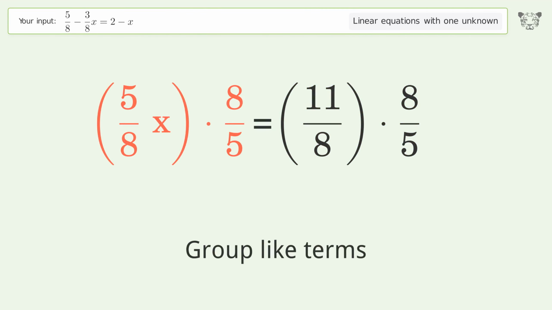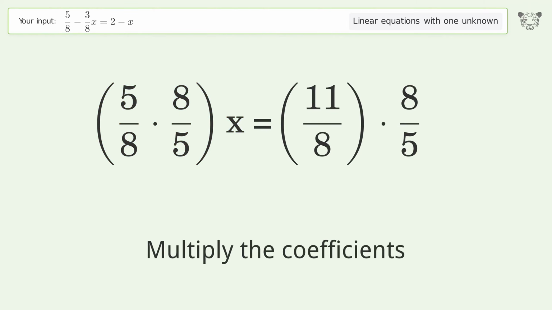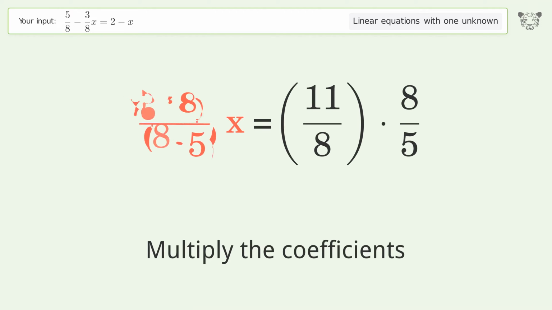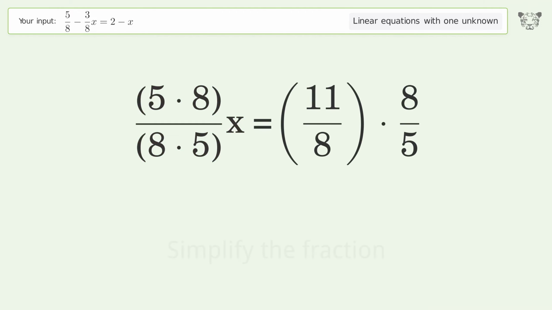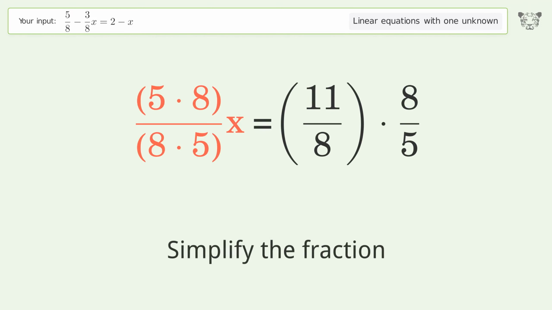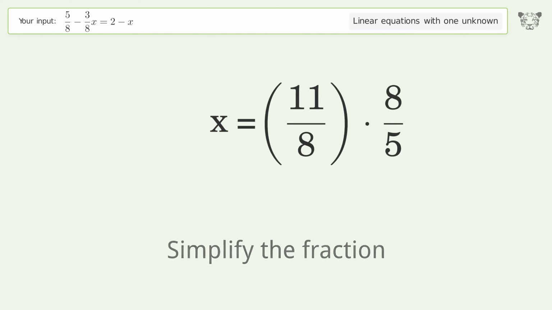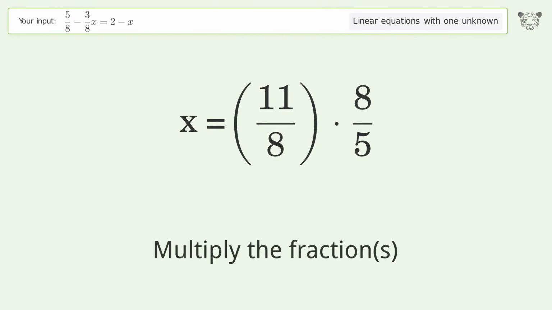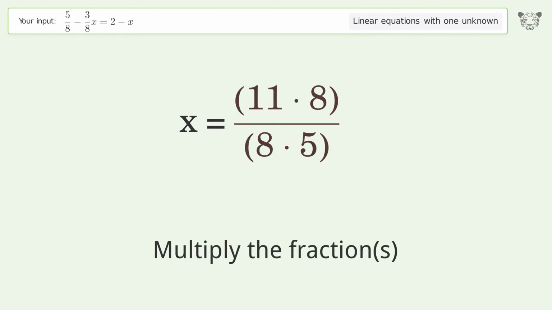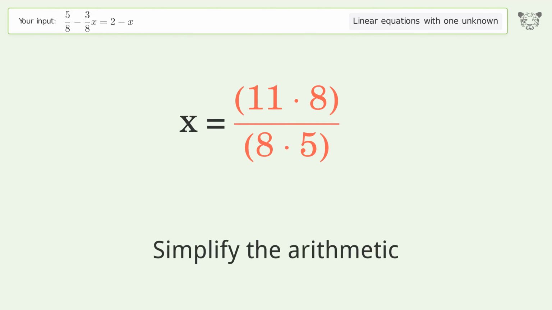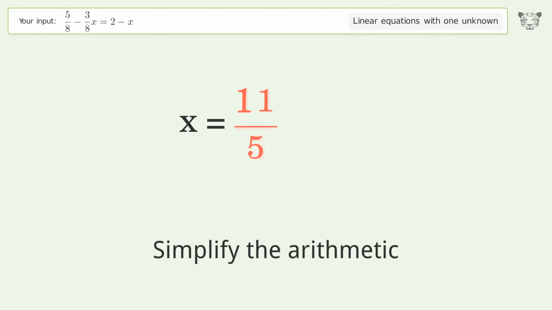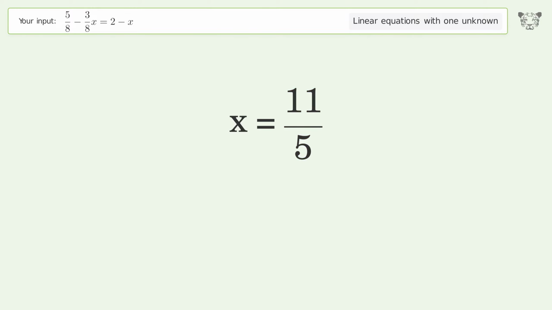Group like terms. Multiply the coefficients. Simplify the fraction. Multiply the fractions. Simplify the arithmetic. And so the final result is x equals 11 over 5.